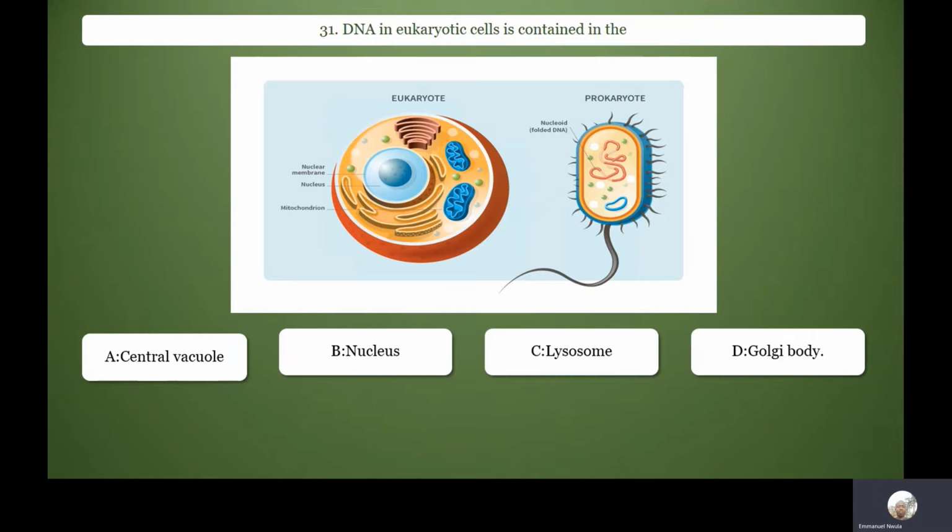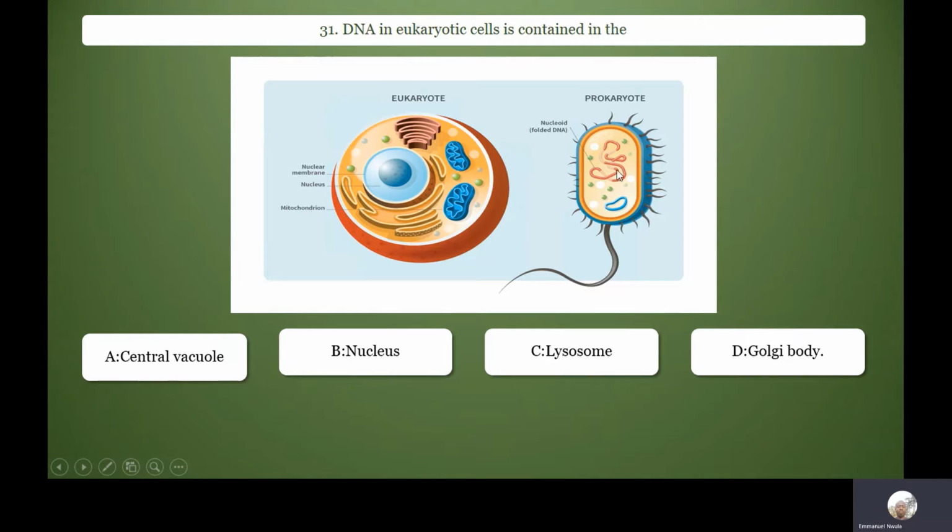DNA in eukaryotic cells is contained in the... the correct option here is nucleus. DNA is found in the nucleus of eukaryotic cells. Of course, cells that don't have a nucleus are known as prokaryotic cells.